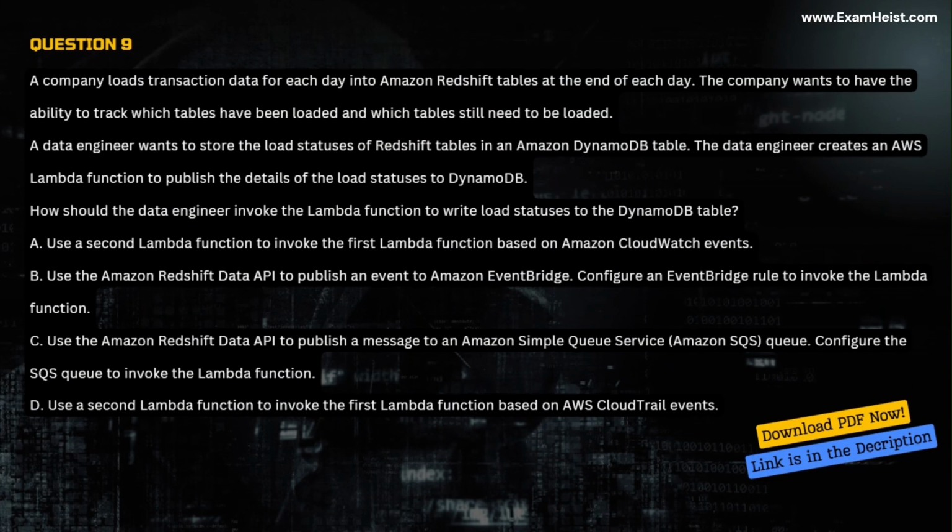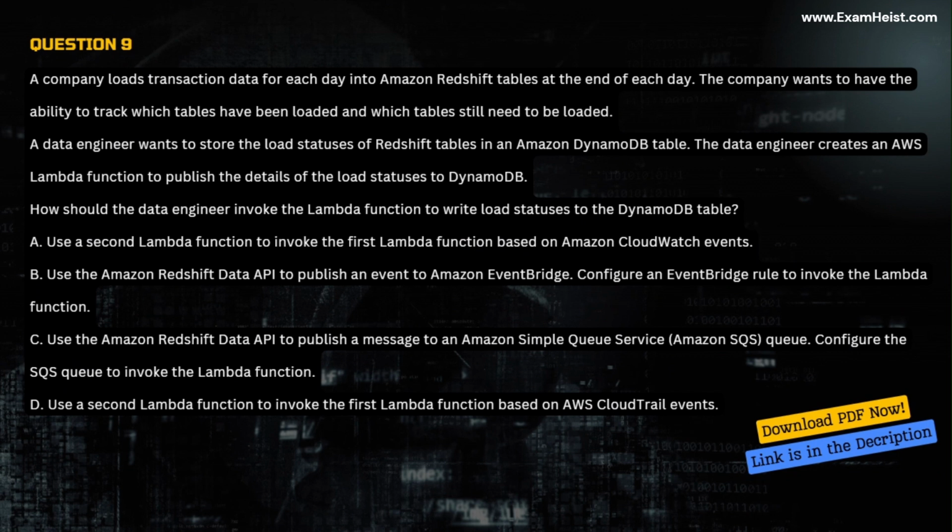Question 9. A company loads transaction data for each day into Amazon Redshift tables at the end of each day. The company wants to have the ability to track which tables have been loaded and which tables still need to be loaded. A data engineer wants to store the load statuses of Redshift tables in an Amazon DynamoDB table. The data engineer creates an AWS Lambda function to publish the details of the load statuses to DynamoDB. How should the data engineer invoke the Lambda function to write load statuses to the DynamoDB table?